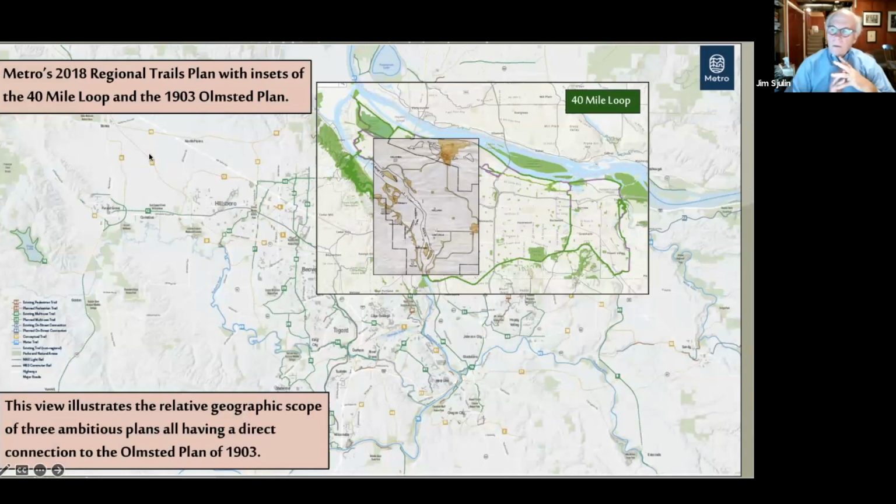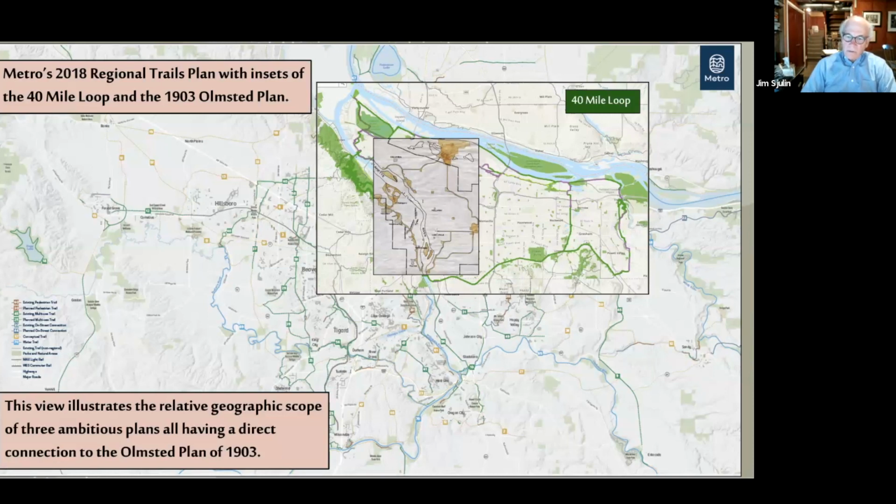So back to the Metro story. Now that Metro is in the planning business for a regional trail system, the scope of the whole regional trail system expanded yet again. This map shows the Olmsted map and the 40-mile loop map superimposed over the regional trails map to give you an idea of the scale of the regional trail system that we're now working on.